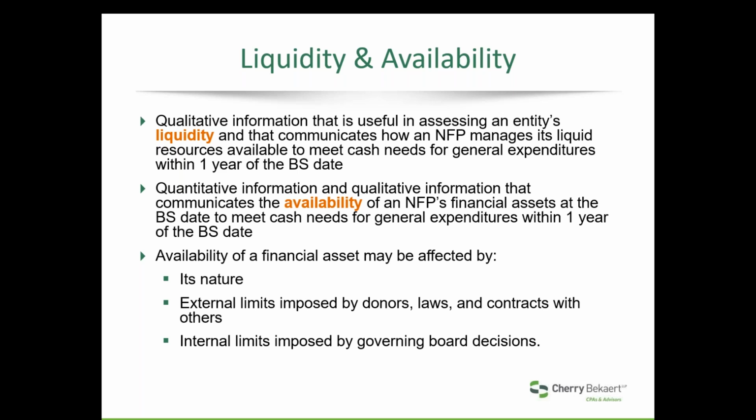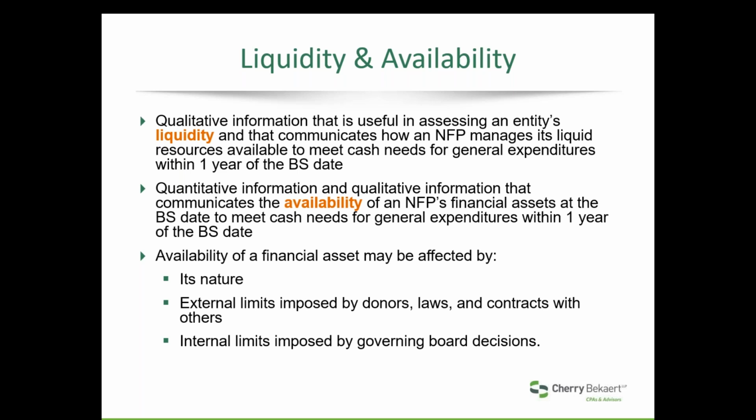The new disclosure requirements are going to require an entity to disclose both qualitative information that's useful in assessing an entity's liquidity, and that communicates how an entity manages its liquid resources available to meet cash needs for general expenditures within 1 year of the balance sheet date, as well as quantitative information and qualitative information that communicates the availability of an entity's financial assets at the balance sheet date to meet cash needs for general expenditures within 1 year of the balance sheet date.